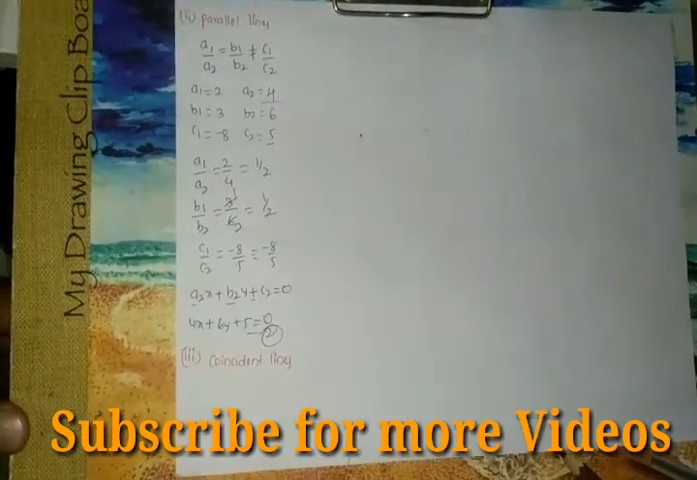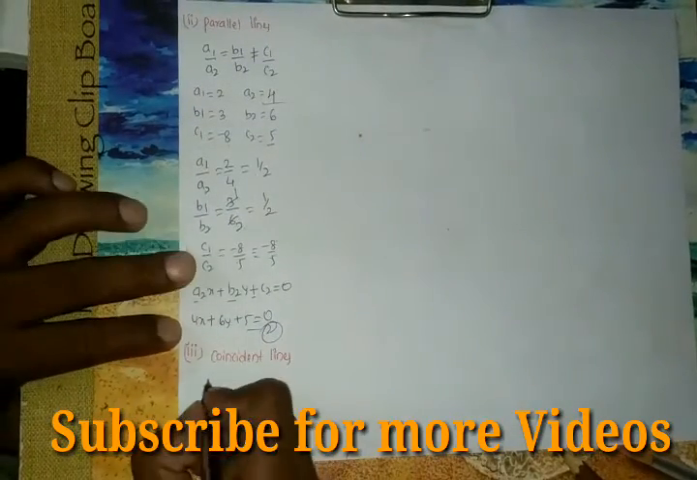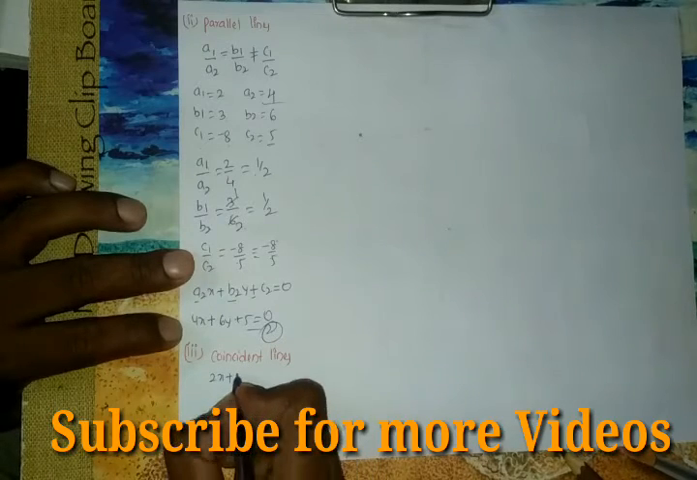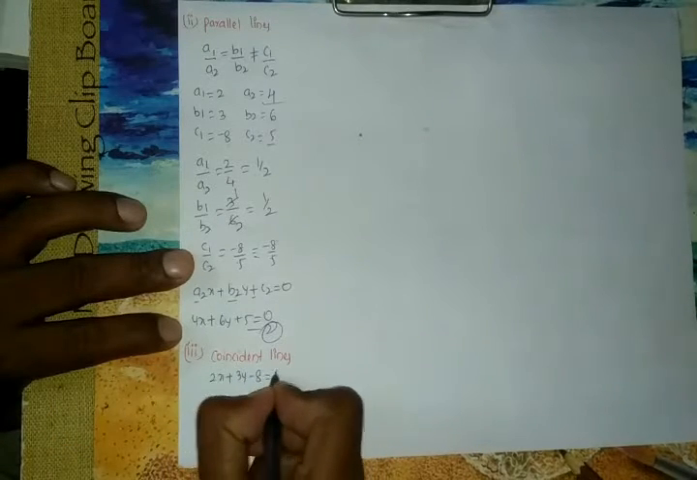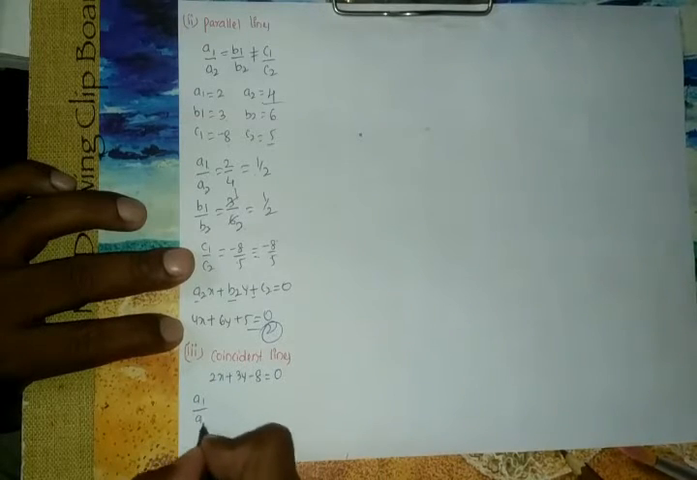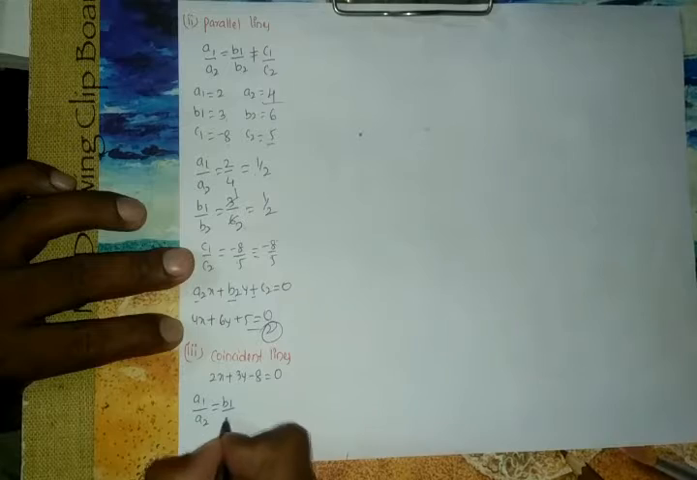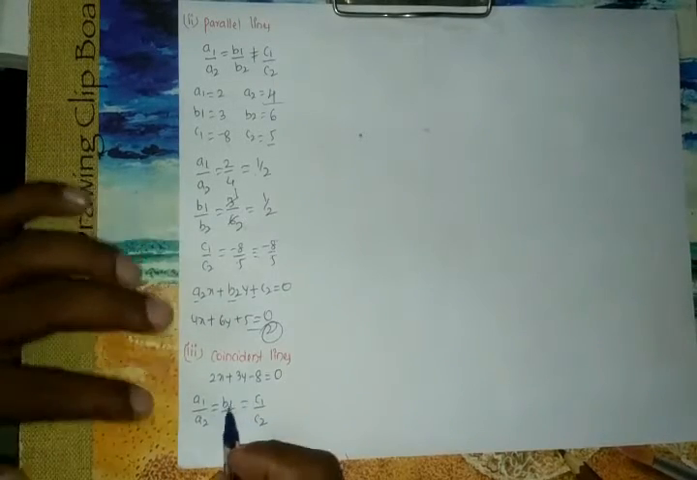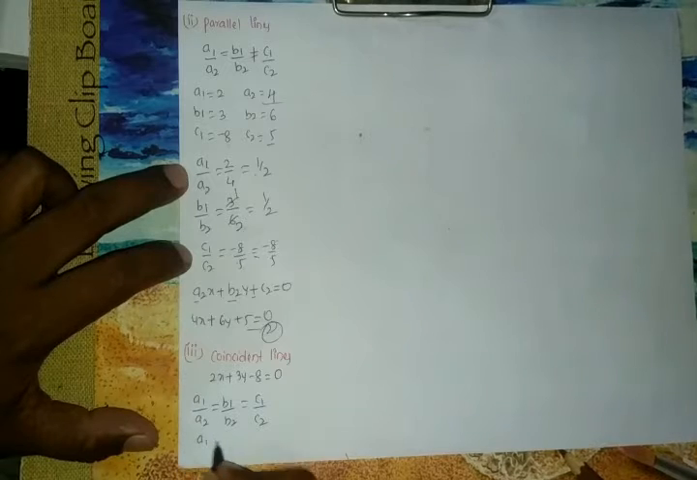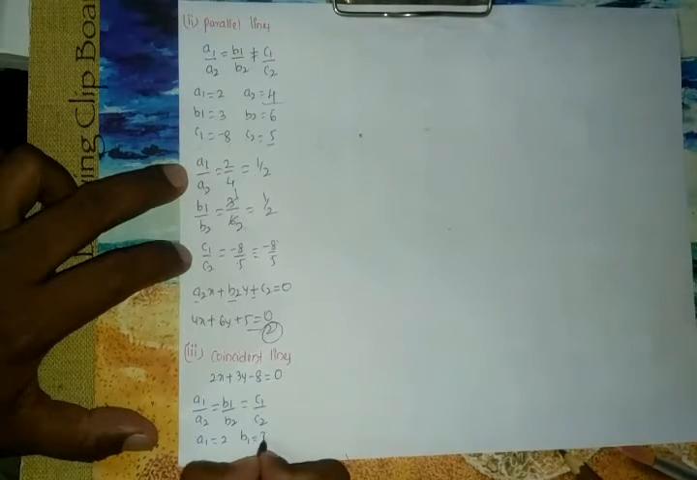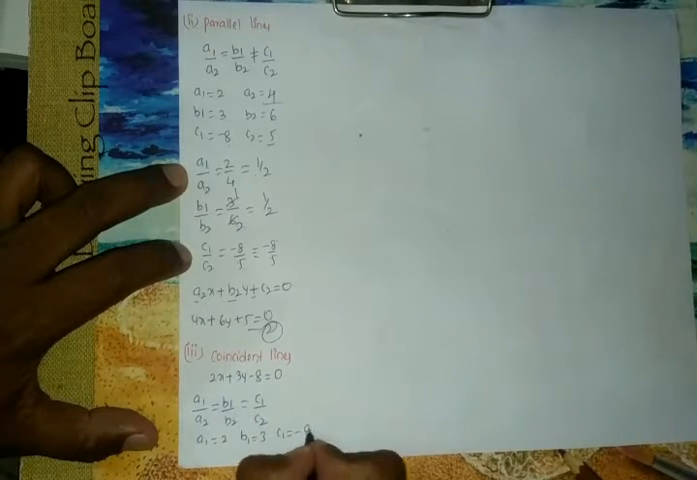Next we have coincident lines. So we have equation 1 as 2x plus 3y minus 8 equals to 0. For coincident lines, we know that the ratios a1 by a2 is equal to b1 by b2, and that is equal to c1 by c2. So we have a1 as 2, b1 as 3, and c1 as minus 8.